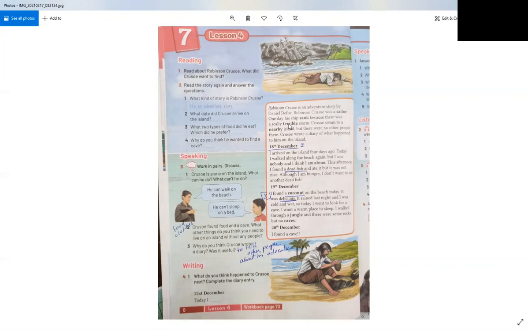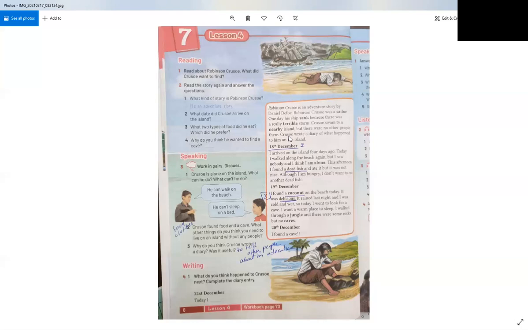Crusoe wrote a diary, and we said that a diary is something that we write about ourselves, of what happened to him on the island. Before the word island, we always use the preposition on. On the 18th of December, I arrived on the island 4 days ago. Today, I walked along the beach again, but I saw nobody and I think I'm alone. I'm alone. There was no one with him. This afternoon, I found a dead fish and ate it, but it was not nice. Although I'm hungry, I don't want to eat another dead fish.